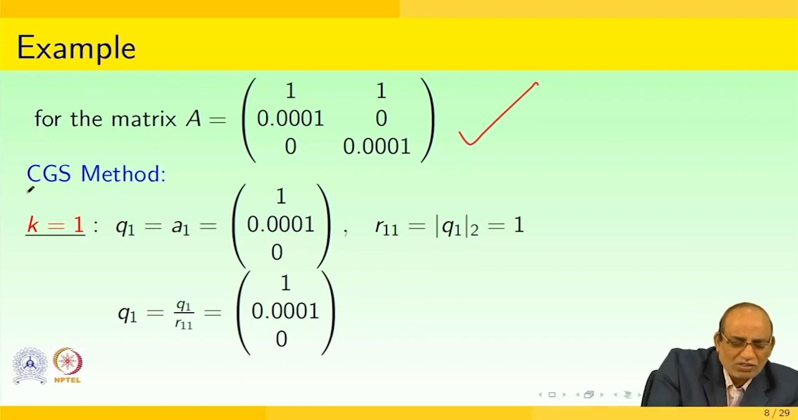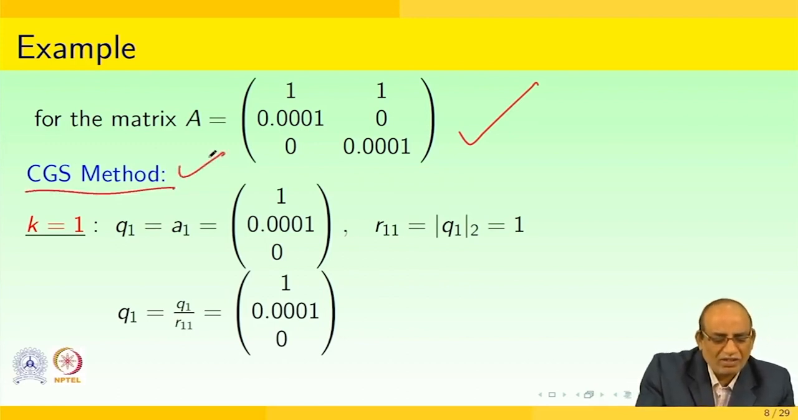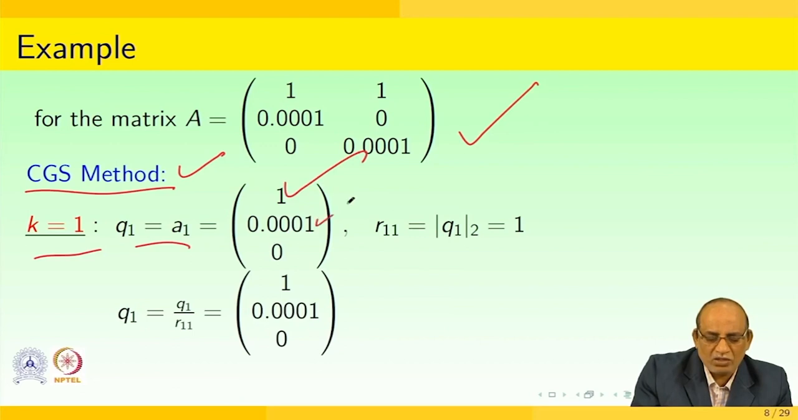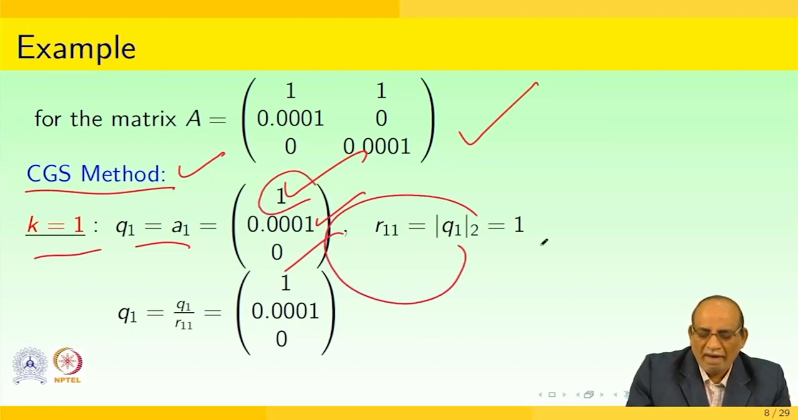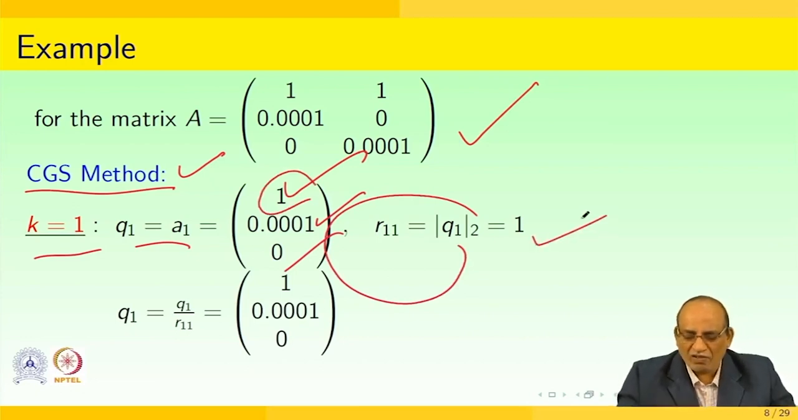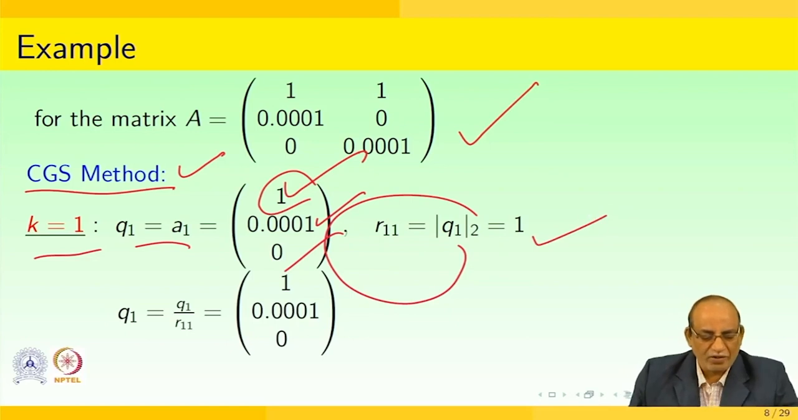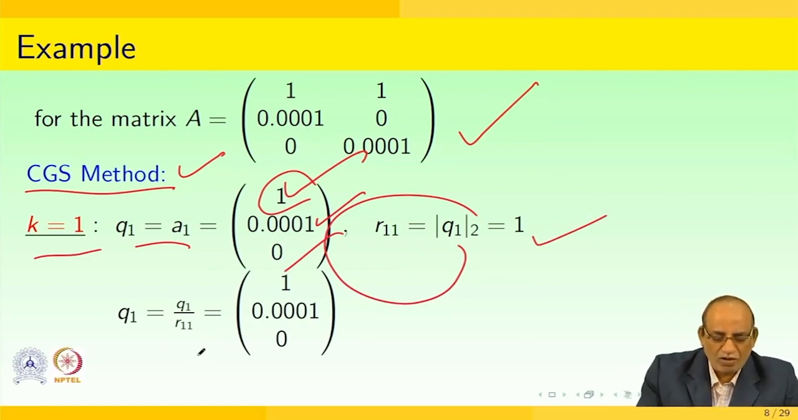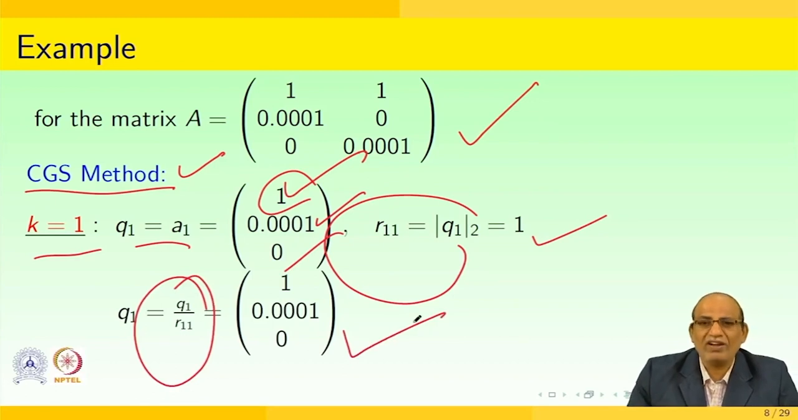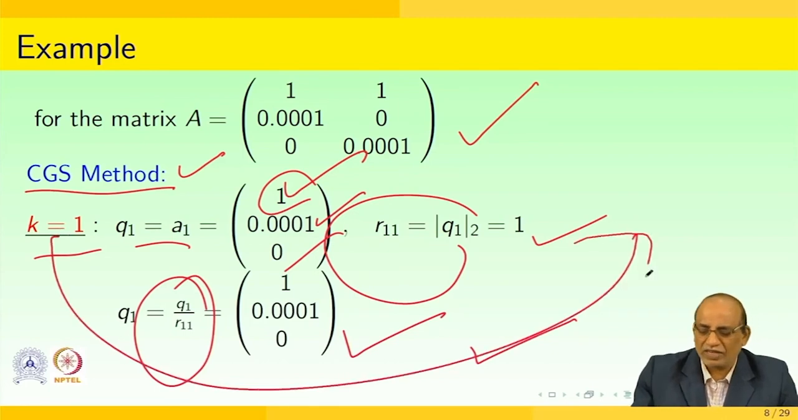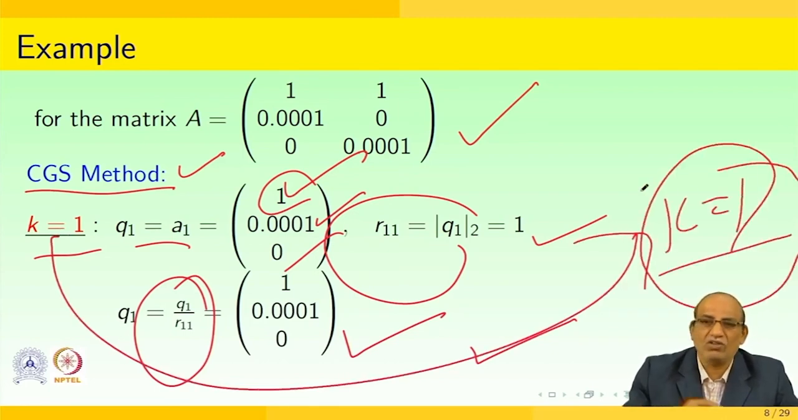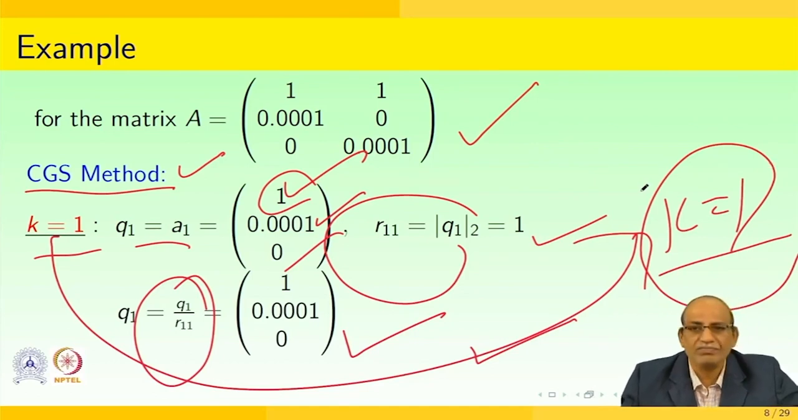Now if you use the CGS method, for k equal to 1, set q1 equal to a1 as per the algorithm. So 1.0001, 0, and r11 is 1, and q1 is equal to q1 upon r11. So this is 1.0001 and 0. Fine, this is for k equal to 1.